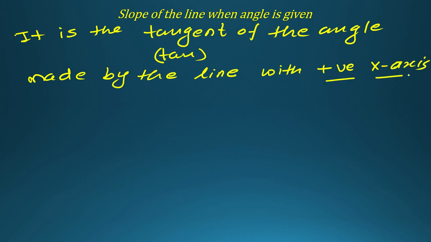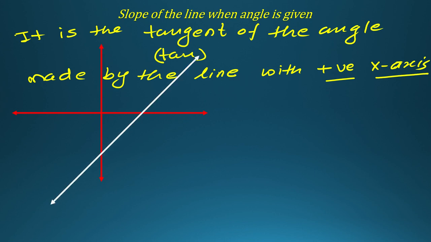Positive x-axis. When I say positive x-axis, what does it mean? It means I am talking about the angle in anti-clockwise direction. In trigonometry you have studied that when an angle is measured in anti-clockwise direction like this, it is taken as a positive angle. So slope means the inclination of the line with positive x-axis.